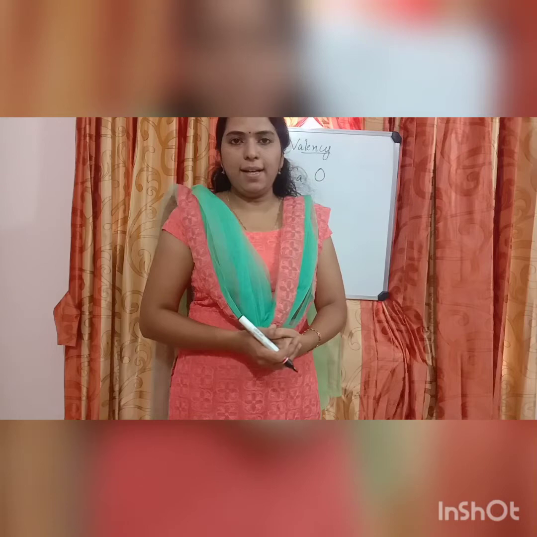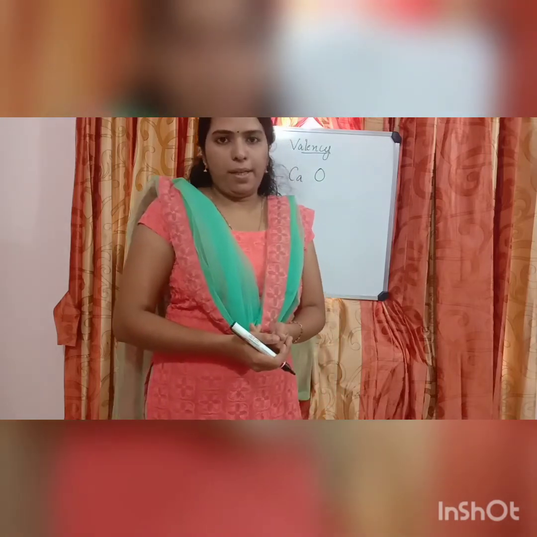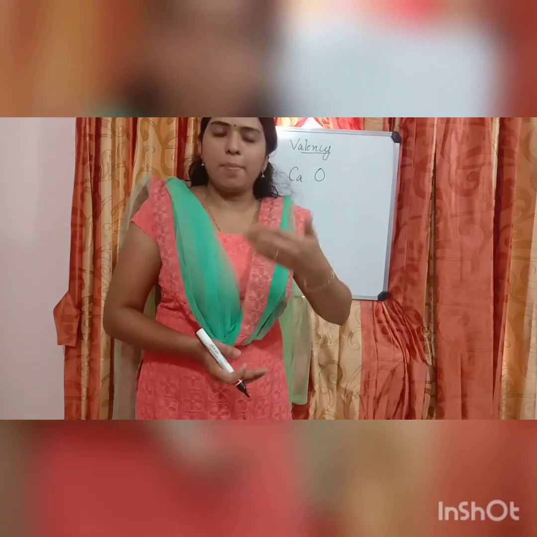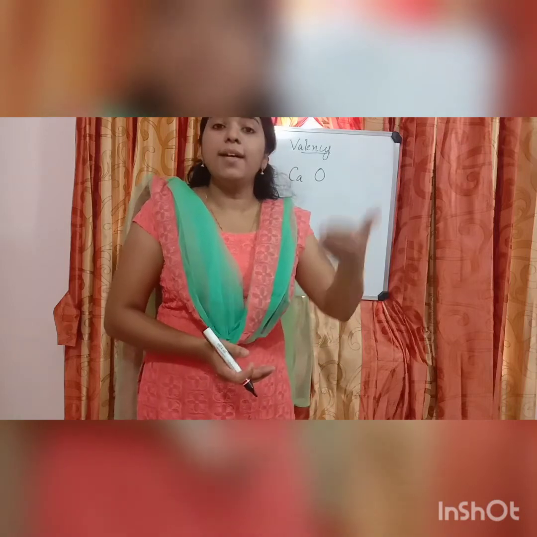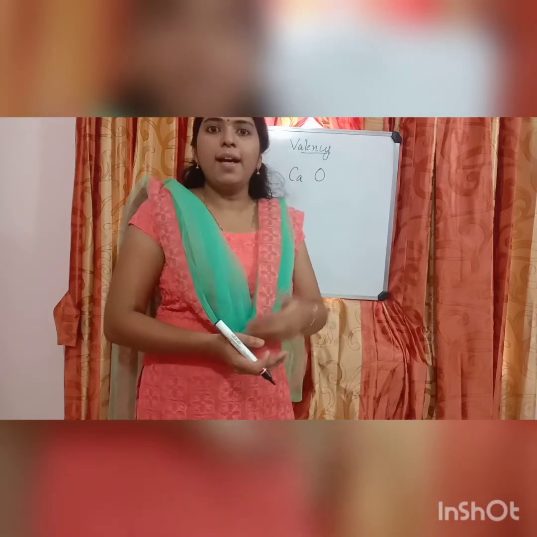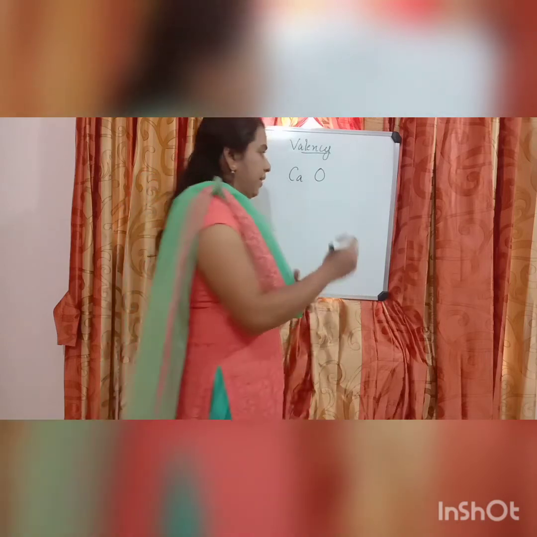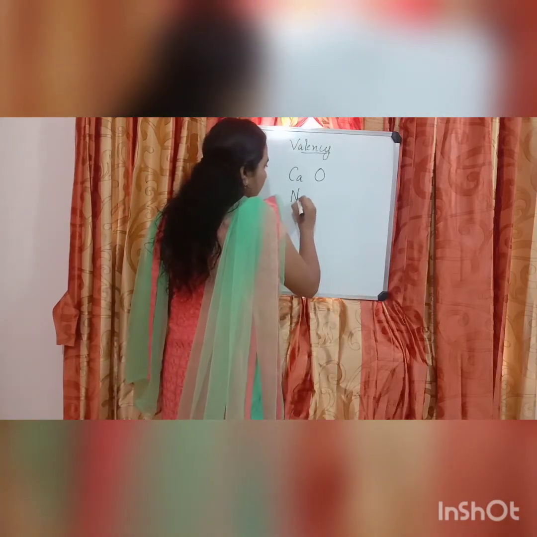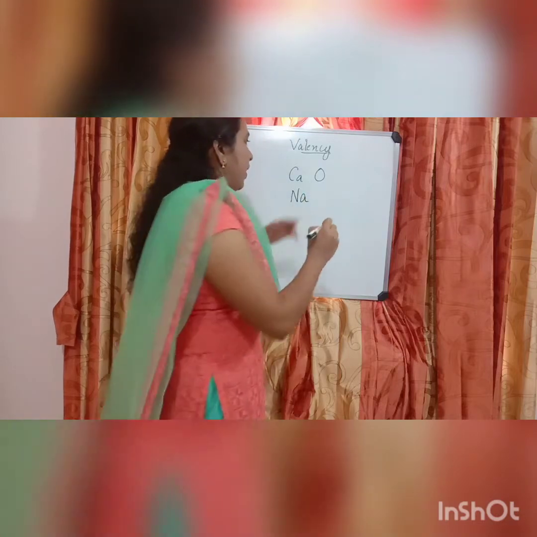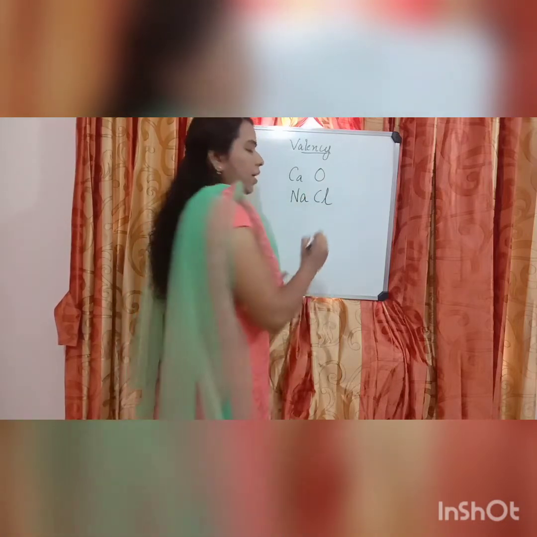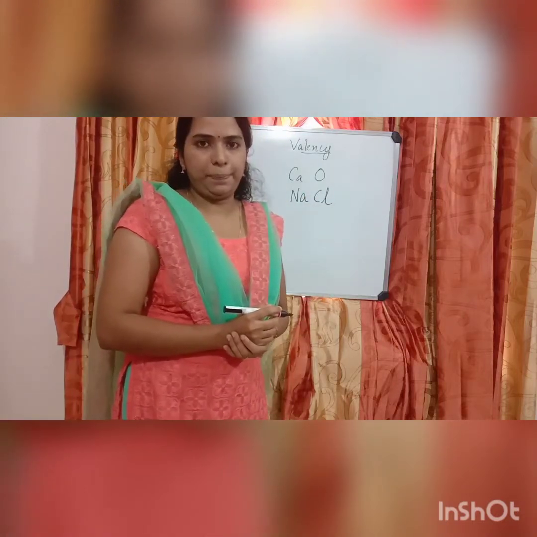Let us take another example, that is sodium chloride. Here sodium is the metal and chlorine is the non-metal. So while you are writing the chemical formula, you have to write sodium on the left side and chloride on the right side. Let us see. Here sodium chloride, that means sodium on the left side and chloride on the right side.